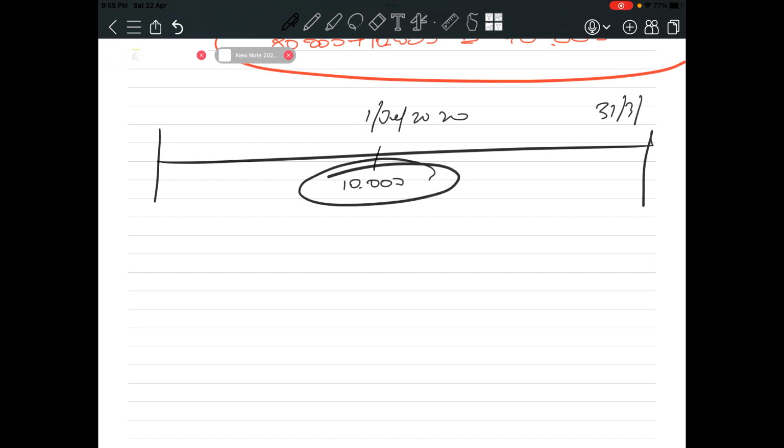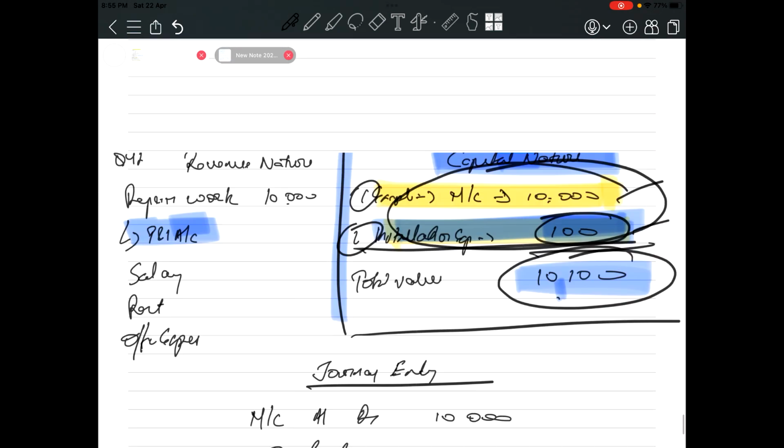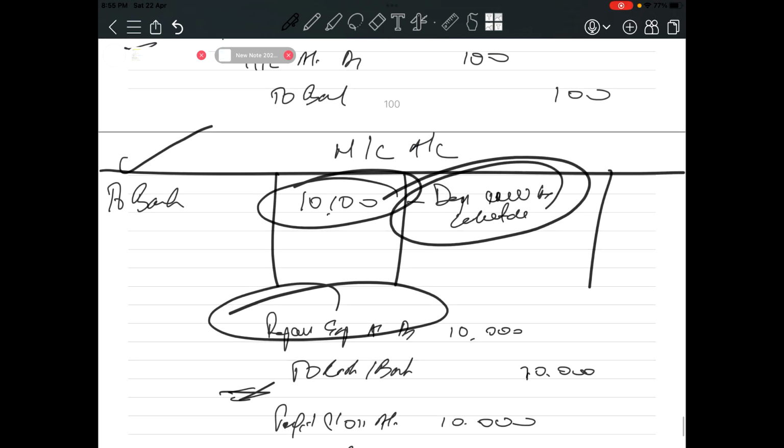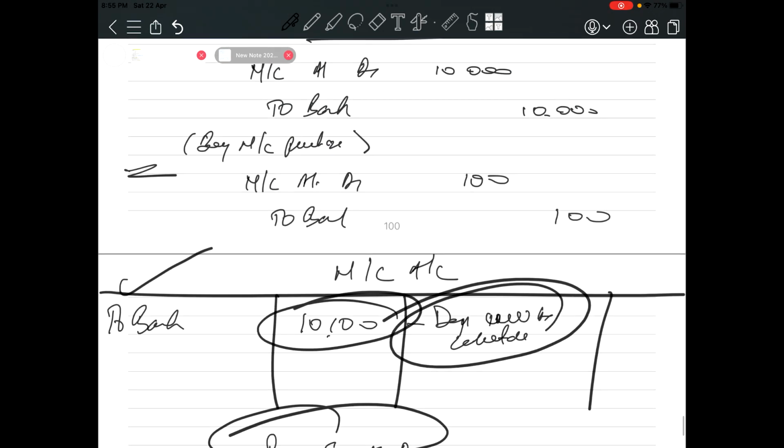Now if I charge this to my P&L account, I will not calculate depreciation on this because this is not going to the machinery account. The moment I take this amount to the machinery account, depreciation will be calculated on it. Simple. In our example I have told you, this installation expense is of capital nature, 100 rupees.